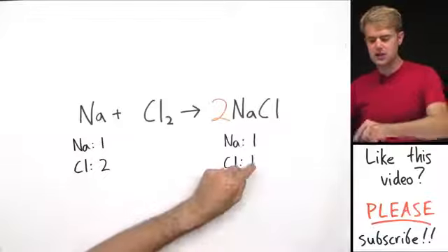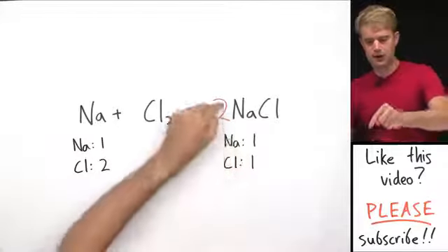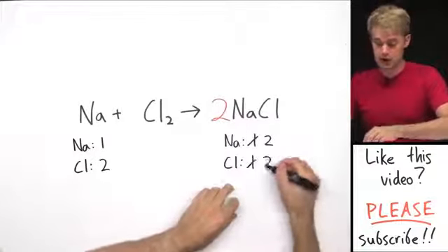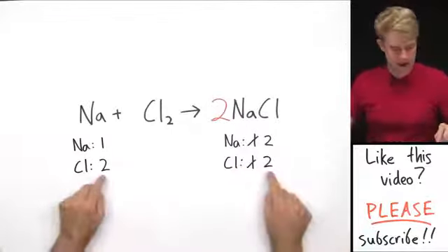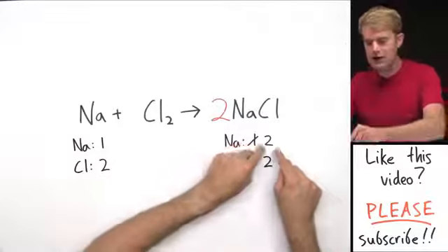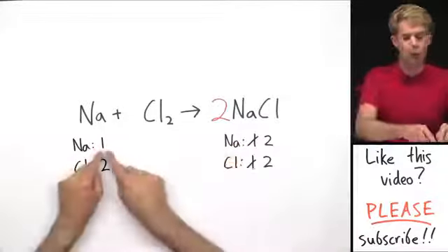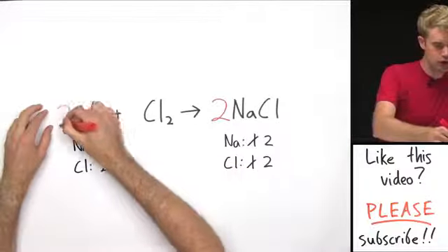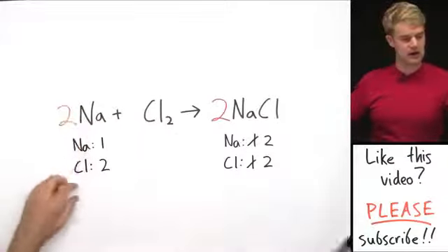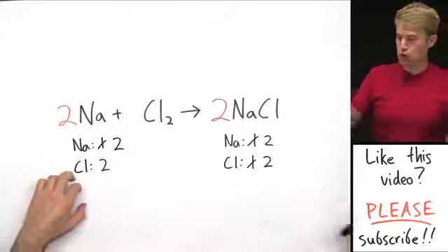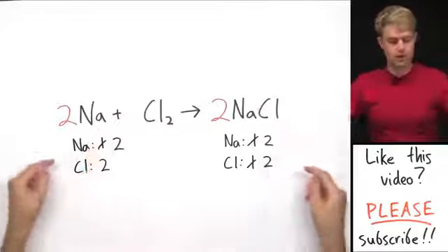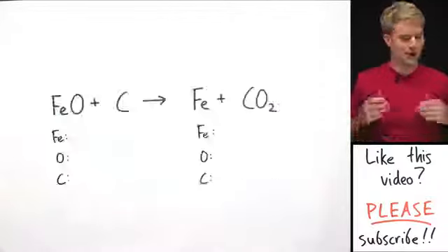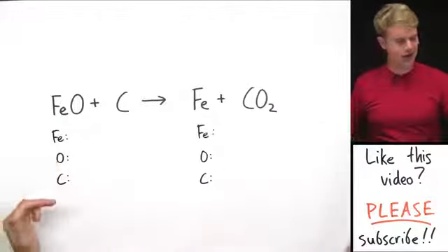Okay, that's going to give me 2 Cl, but look what else it's going to do. Now I have 2 times Na, so I have 2 Nas. I also have 2 times Cl, so I also have 2 Cls. So now the Cls balance. But now I have 2 sodium on this side, and only 1 on this side. So to balance this out, I'm going to put a 2 in front of this Na here, and now I have 2 of these. So now on both sides of the equation, I have 2 sodiums and 2 chlorines. The equation balances.